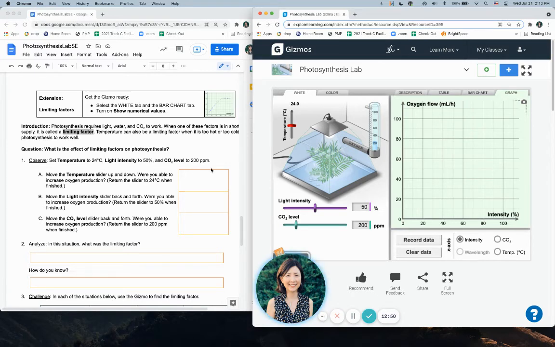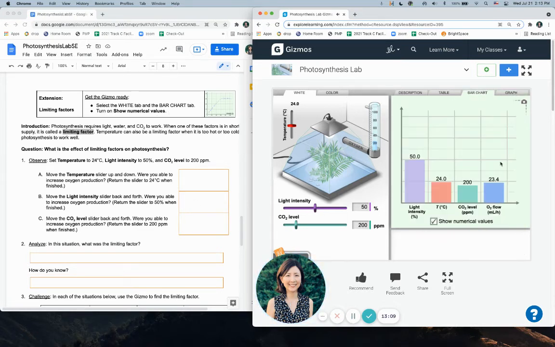So we went ahead and set these, and you're going to go ahead and see what would be the limiting factor of these different components. So we're going to go to bar chart. And again, we're going to look at our oxygen, because this is telling us how much photosynthesis is happening by the amount of oxygen being produced. All right, so we're going to go ahead and move the temperature slider up and down and see whether we're able to increase oxygen production.